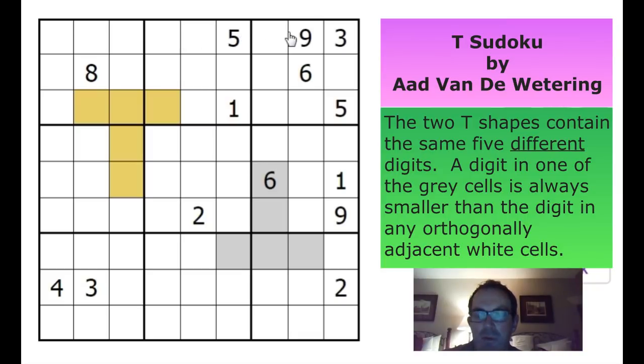Now, there is one other rule, and that is, let's look at the 6 as an example. In the orthogonally connected white squares, these 3 here, they would have to be greater than a 6. So wherever we place a digit in the T shapes, we look at the orthogonally connected white squares, and they must be greater than whatever we put in the T shape. And that's all I know. I'm very much looking forward to trying it.